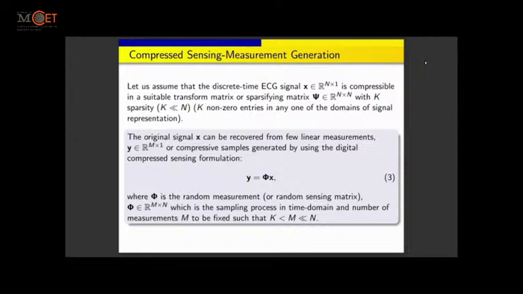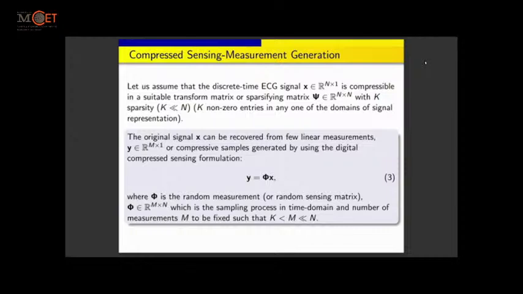Then the length of the measurement is m, and the size of this sensing matrix will be m cross n, and x is the signal. n is the length of the signal. Now, this is nothing but just a multiplication of the signal and the elementary waveforms, a simple multiplication. Now, I want to use this for compressing a signal, or particularly compressing a discrete time signal.